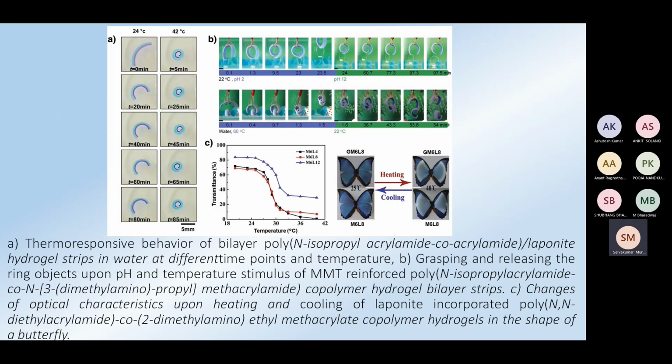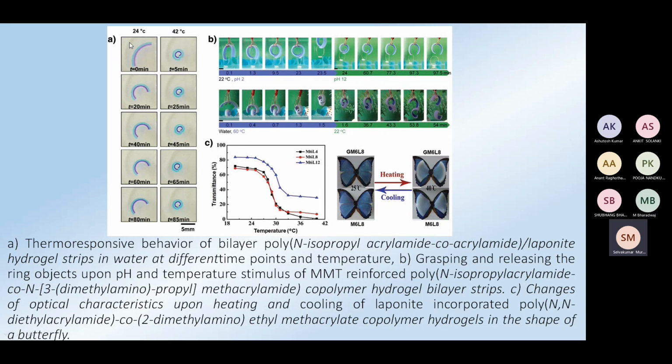Here you can see one of the examples. We have three different examples of polymer-based shape memory or smart materials, and the application is soft robotics. This is a kind of hydrogel, prepared using two different bilayer hydrogels made of acrylic-based copolymers, with laponite-based nanoclay as the reinforcement. A strip was prepared and tested at different temperatures with the help of water.